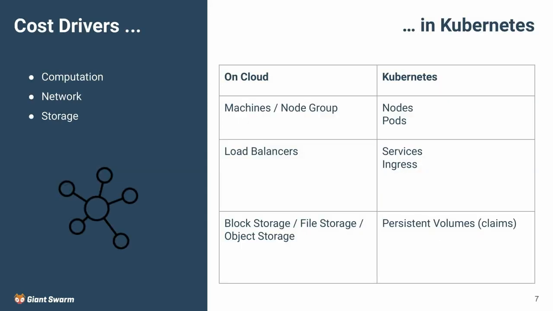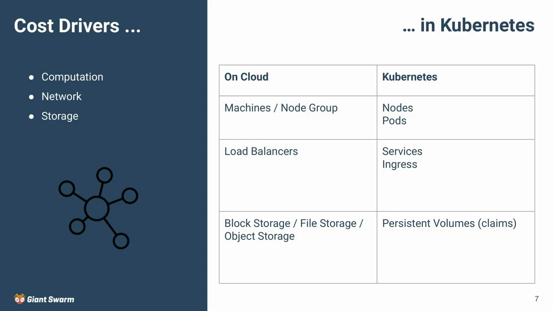This is a somewhat clumsy way to map those, but just to give you a map view of how these terms in Kubernetes map to the infrastructure, I put this table where you see machines. So node groups are related to nodes and pods. And this is the computation part. Load balancers will be the equivalent of service or ingress in Kubernetes terms. And for the storage, we have persistent volumes and claims, right?